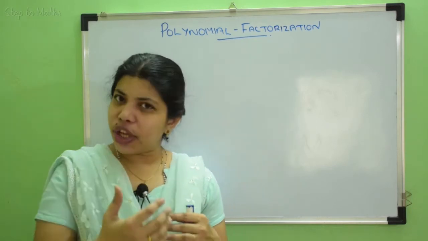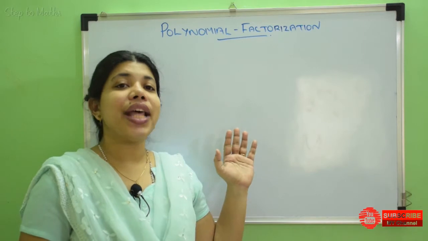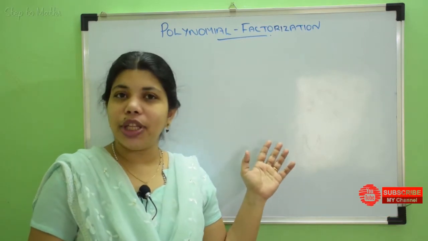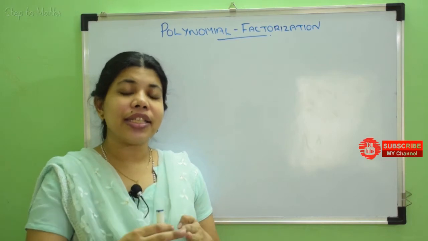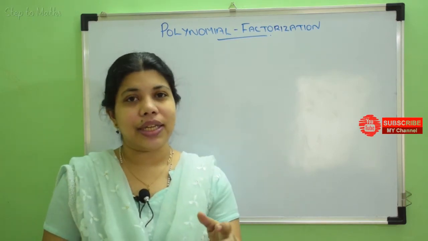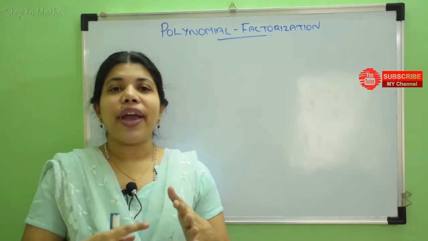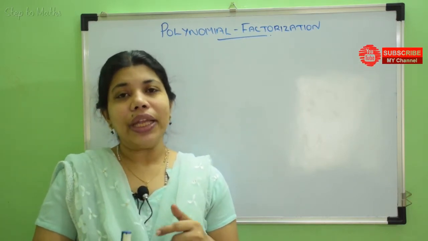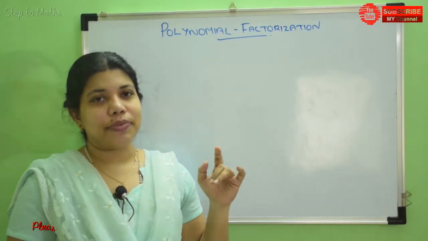There is no specific rule for this factorization process, but we can use the identities, that is (a plus b) the whole square, (a minus b) the whole square. That type of identities can be applied in some cases. But with more practice, factorization becomes easier. So let's move to the examples.